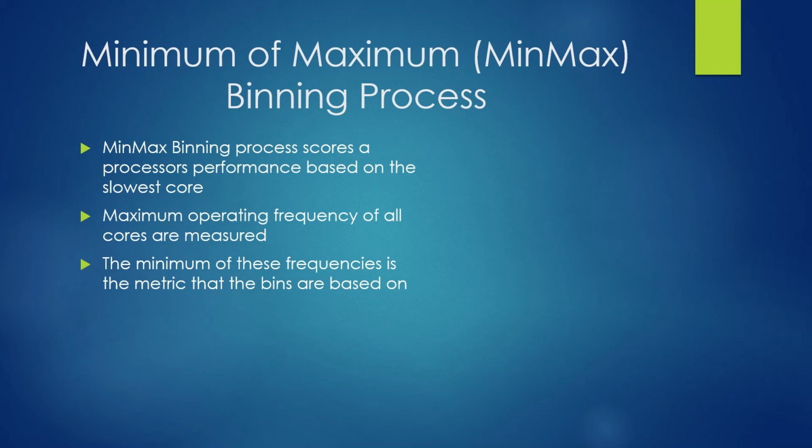Next, I'd like to discuss a couple of binning processes, non-fuzzy binning processes that are currently used and currently under research in the field. The first of which is the minimum of maximum binning process, which you'll see for the rest of this presentation shortened to min-max. The min-max process essentially scores the overall throughput of a multi-core processor based solely on the slowest core of the processor. So the minimum operating frequency of the maximum operating frequencies for a multi-core processor.